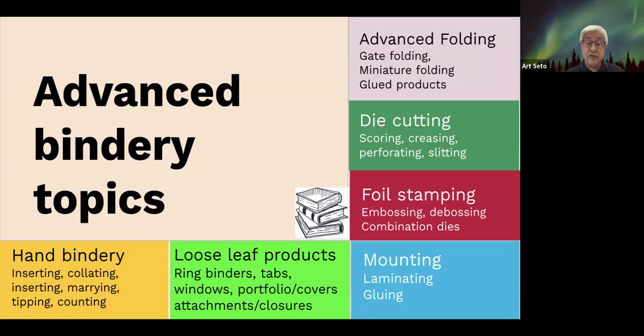We'll take a look at loose leaf products. In fact, we'll make a three-ring binder. We'll talk about tab cutting, windows, portfolio covers, and attachments and closures. And then we'll talk about hand bindery, which includes inserting, collating, marrying, tipping, and counting.